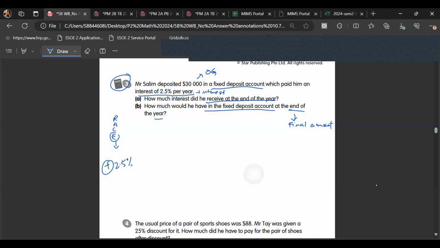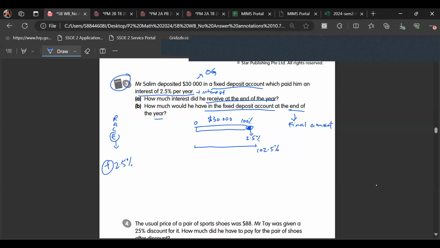So I can draw the model again. I have 100%, 0 to 100%. This is the original amount, 30,000. And then a small additional 2.5%. So you add up, and the final amount is 102.5%.